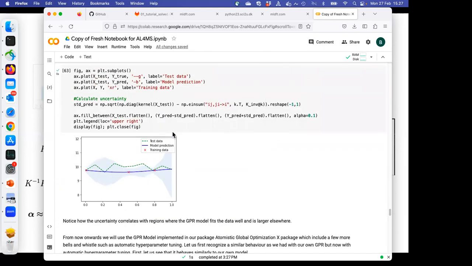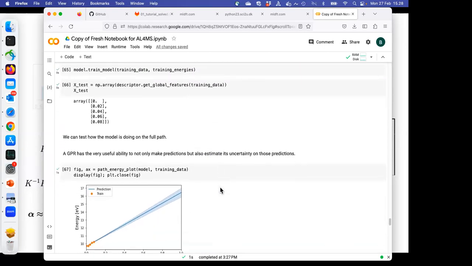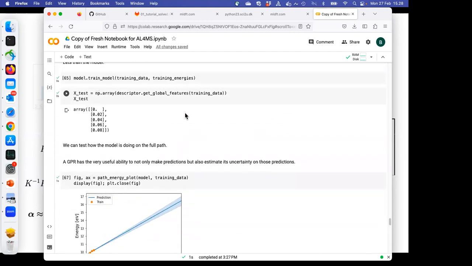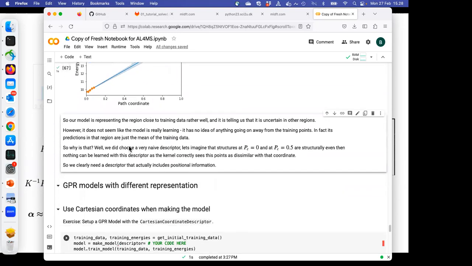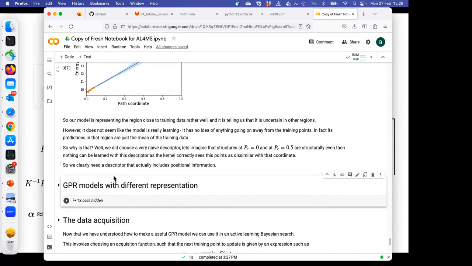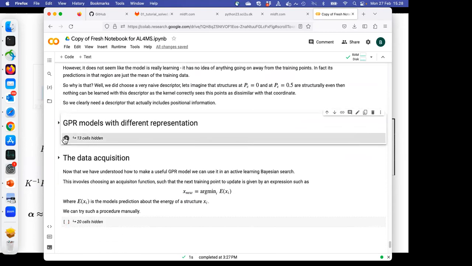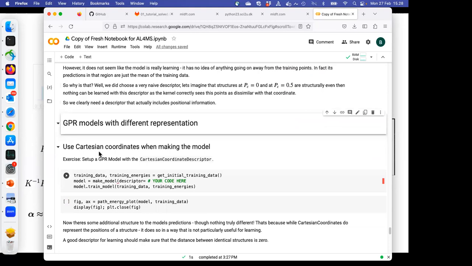The green curve up here said that the energy is more or less just fluctuating up and down over this range. So this is not very good. And why is that happening? Well, that's happening because our descriptor is this descriptor that just says how far have I come along the pathway. And we know that's not a very good descriptor. So we have to increase the complexity of the descriptor, and that's what the next cells are about.